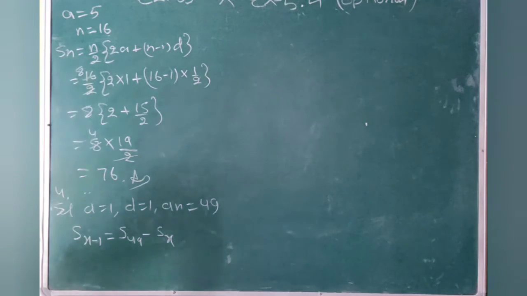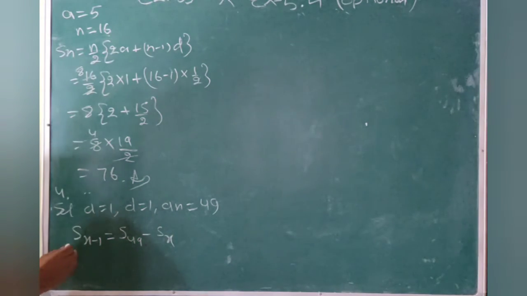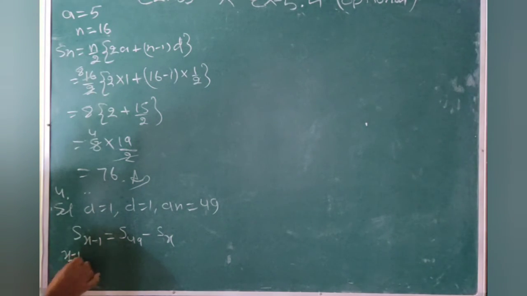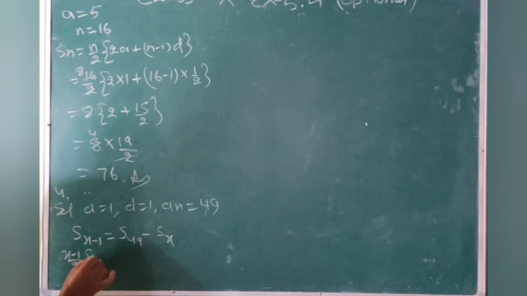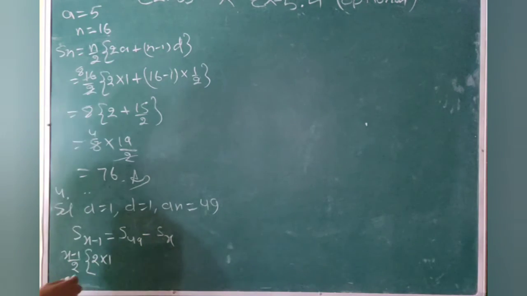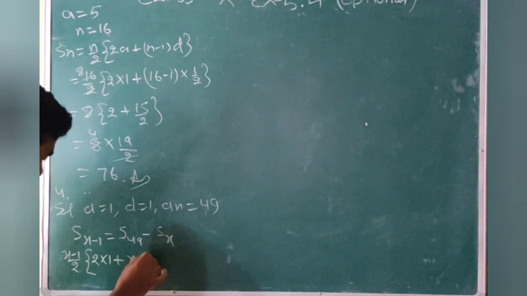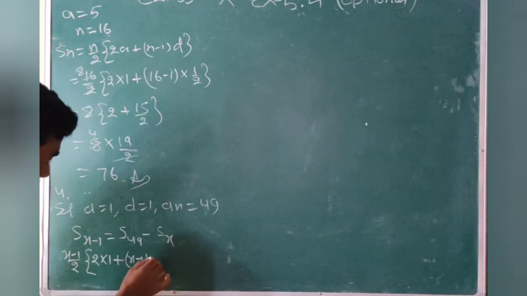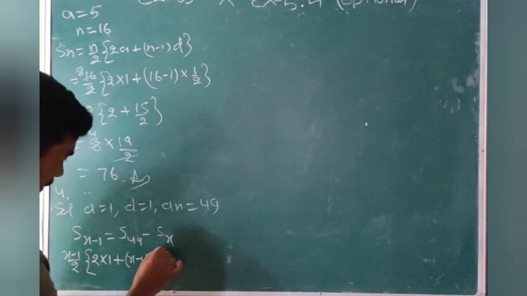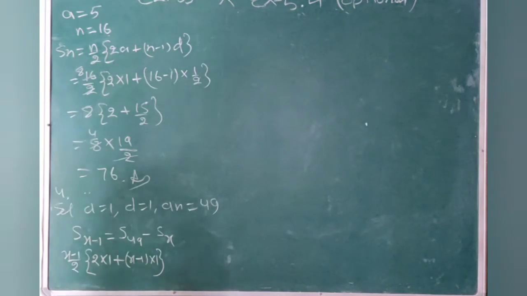So that Sn formula, that will be (x minus 1) upon 2, into 2 into 1 plus (x minus 1) into 1. It means in the place of n I have written only x minus 1, and other values are the same.